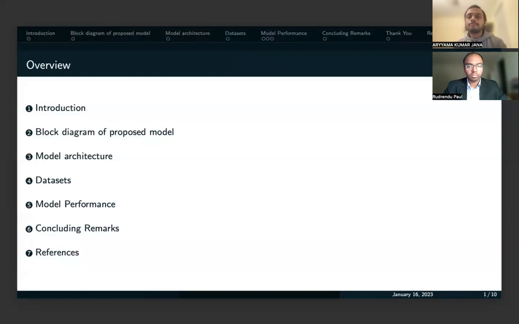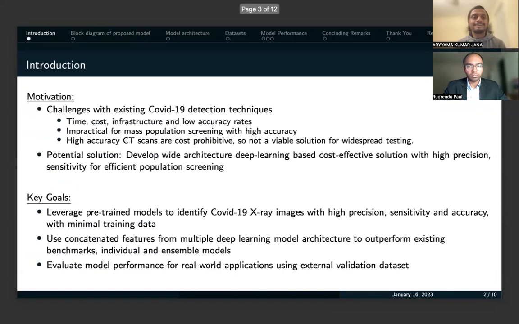Here is a brief overview of the structure of our presentation today. We'll be starting with the motivation and key goals for our research work and ending finally with comparing the performance of our model with respect to some models which we have taken as benchmark.